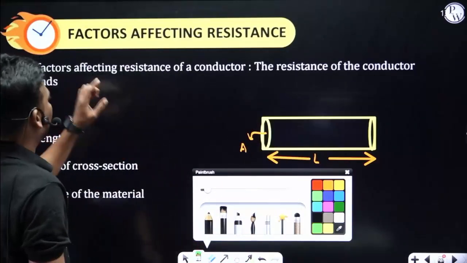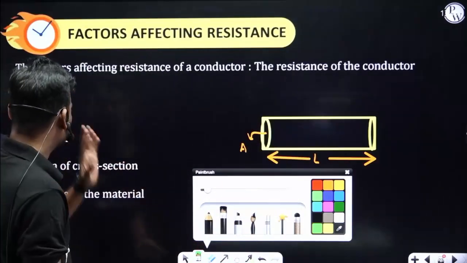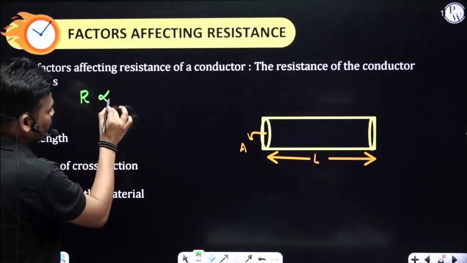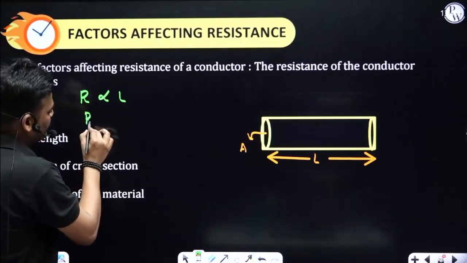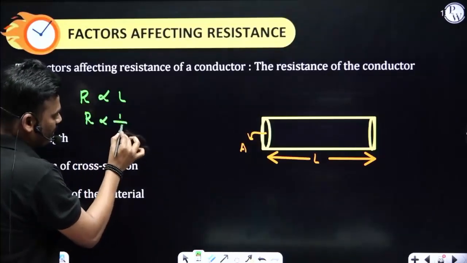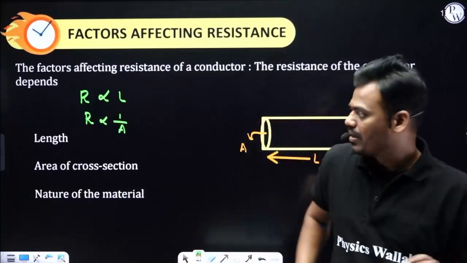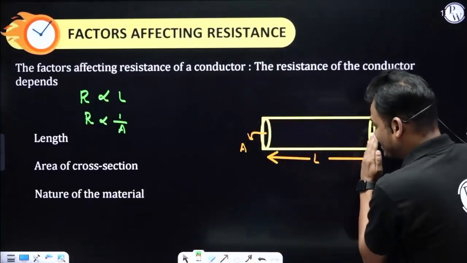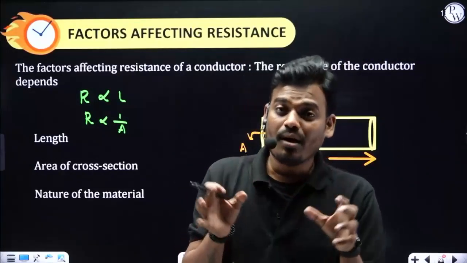The resistance of the conductor depends on, R is directly proportional to the length, and inversely proportional to the area of cross section. Why? I'll give a simple example. If I consider a small conductor, meaning lengthwise, if I consider a small length, the number of free electrons.